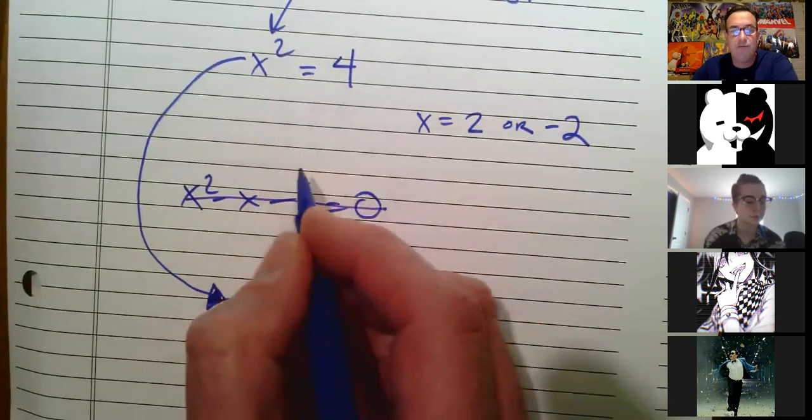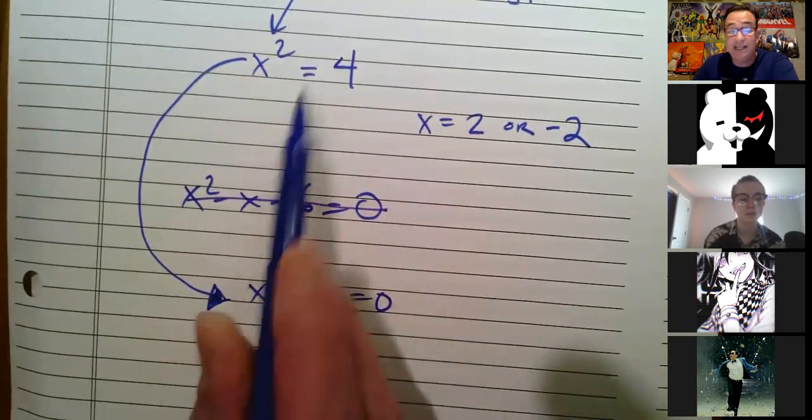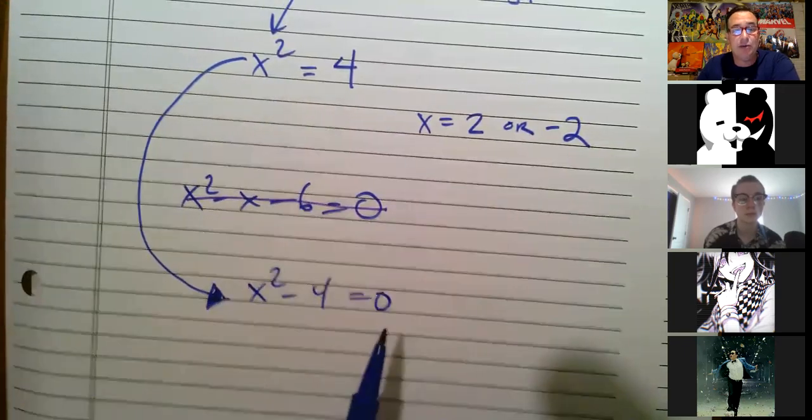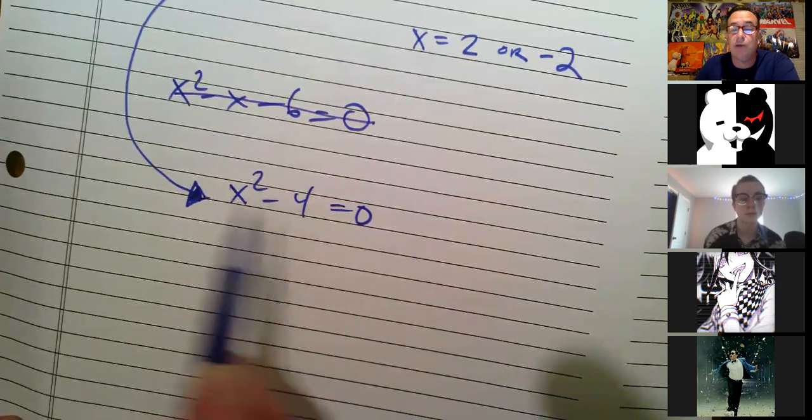I'm going to subtract 4 from both sides. x squared minus 4 is equal to 0. This is an equivalent equation. I just moved this over to the other side. It's set equal to 0. Now, it's not set up right now where this is written as two things being multiplied.